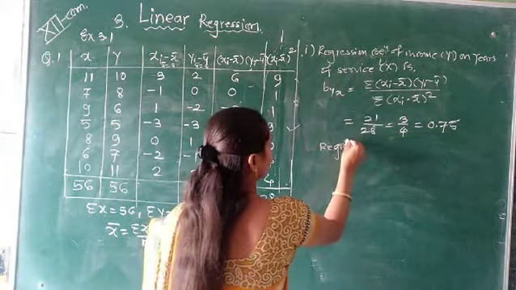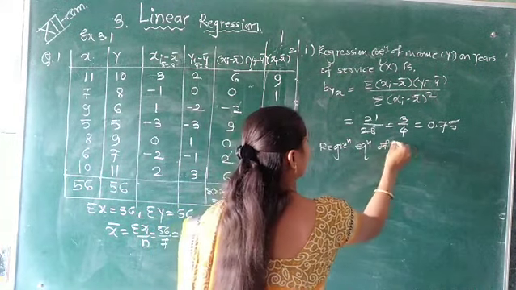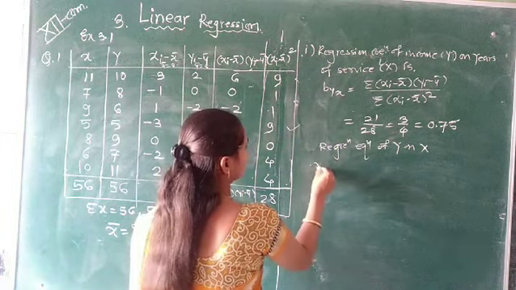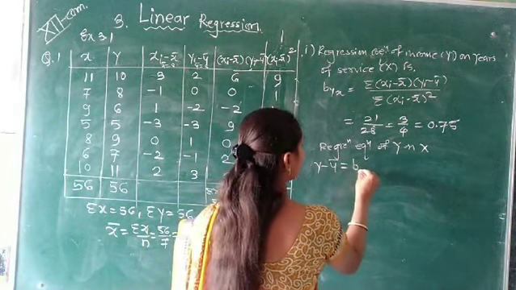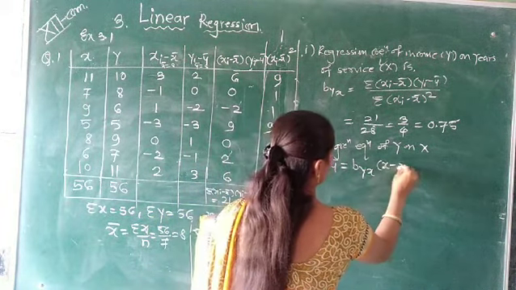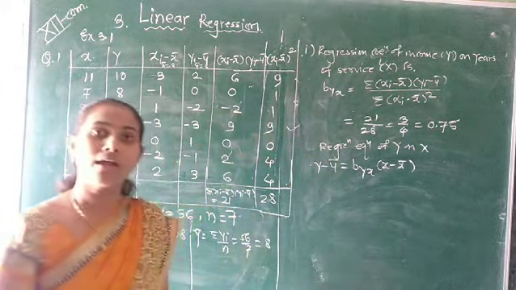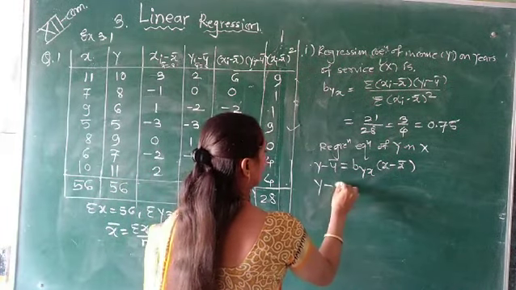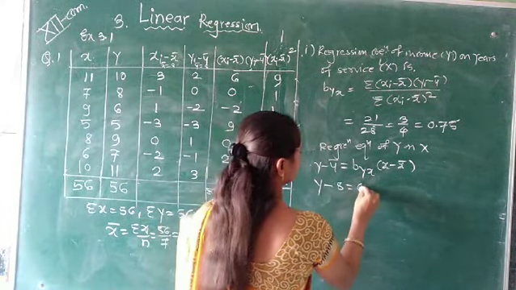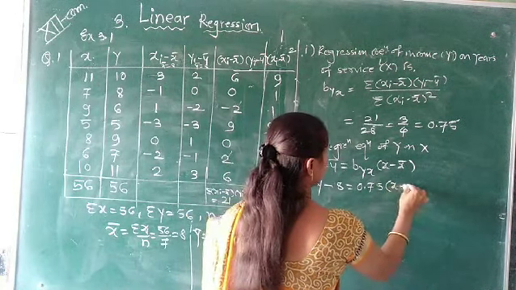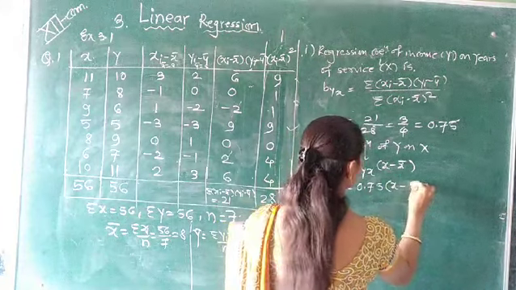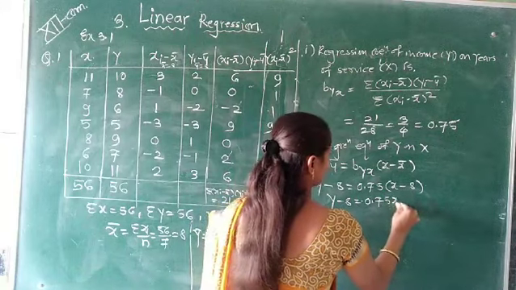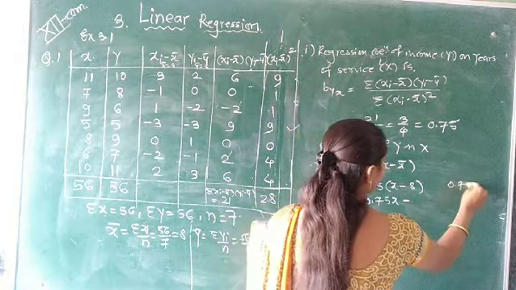Now find the regression equation of y, that is income, on years of service, that is y minus y bar is equal to byx into x minus x bar. This is the formula for the regression equation of y on x. So what is the value of y bar? 8 is equal to byx 0.75 into x as it is, minus the value of x bar, the mean of x, which is again 8. Therefore y minus 8 is equal to 0.75x minus 0.75 into 8.